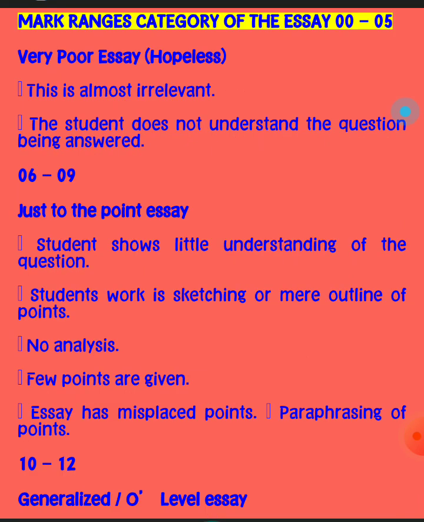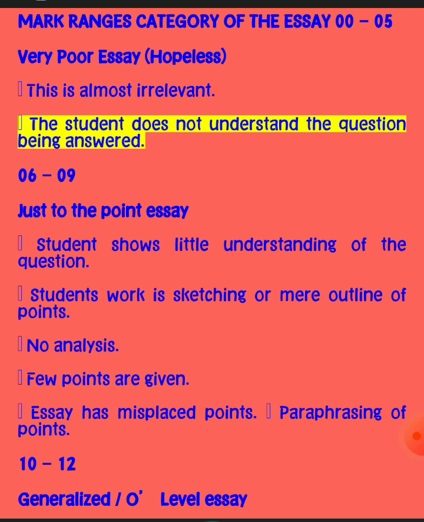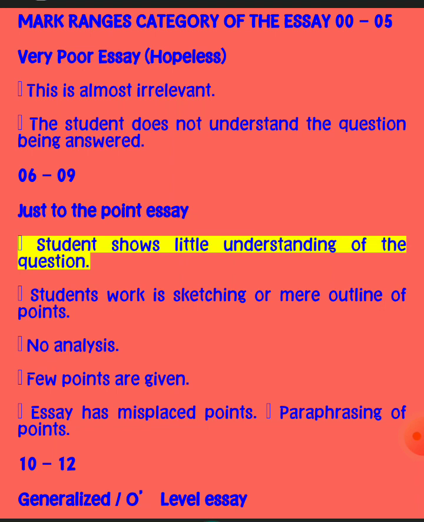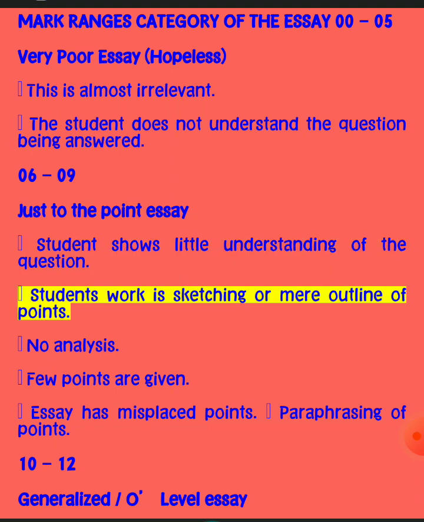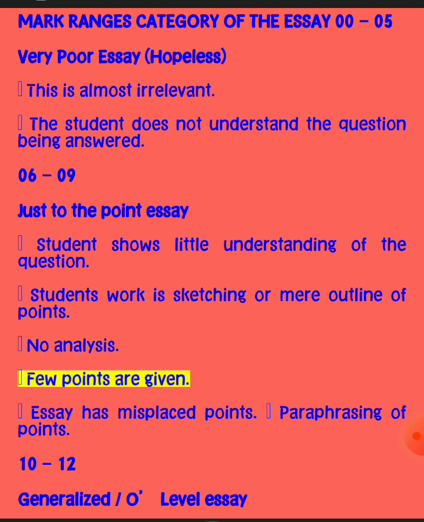Mark range and category of the essay. 00 to 05: very poor essay, hopeless. This is almost irrelevant. The student does not understand the question being answered. 06 to 09: just a to-the-point essay. Student shows little understanding of the question. Student's work is a sketch or mere outline of points. No analysis. Few points are given. Essay has misplaced points. Paraphrasing of points.